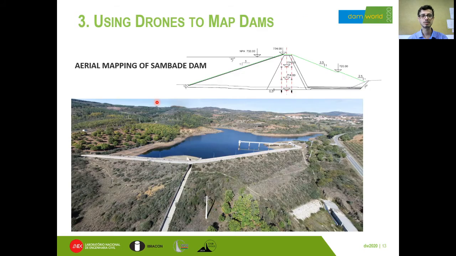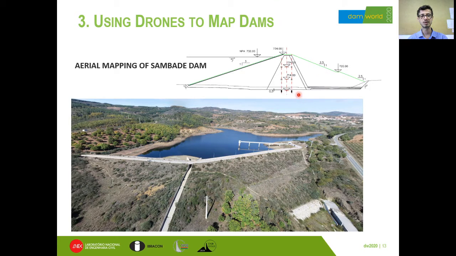Now we'll talk about the aerial mapping of the Sambade Dam. That's a dam managed by the company Águas do Norte. It's built in the north of Portugal and located about 1.5 kilometers south of the village with the same name and 6.5 kilometers north of the village of Alfândega da Fé. It's an embankment dam with a zoned profile.